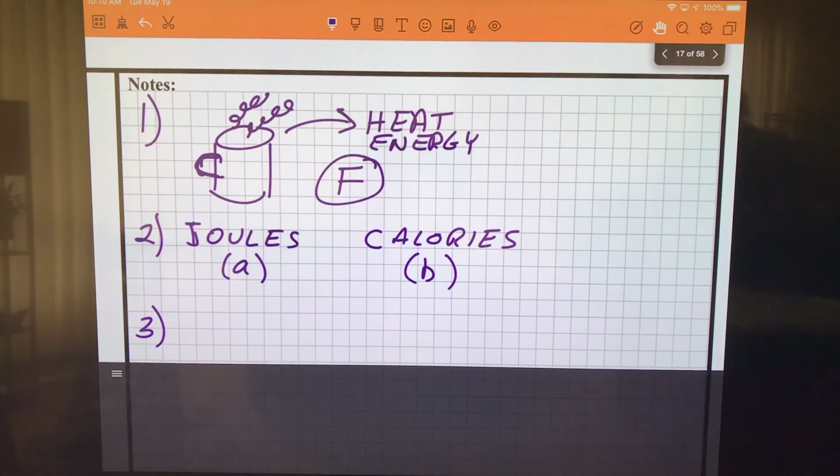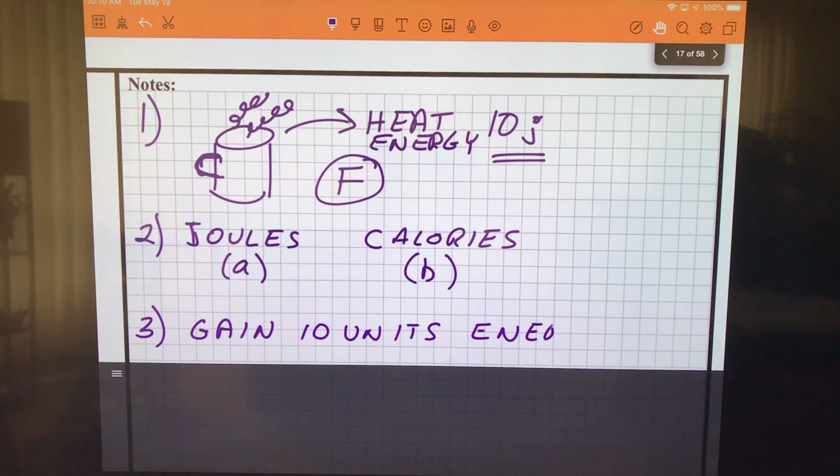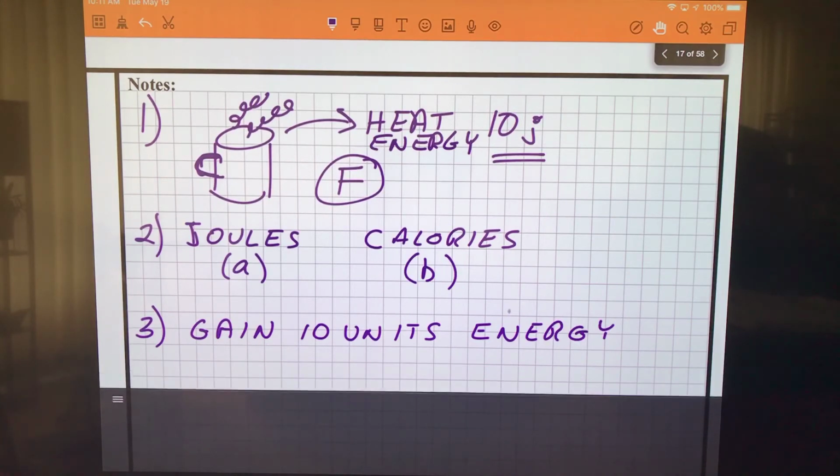If your coffee loses 10 units, and let's say it was joules of heat energy that came out, well, remember, conservation of energy. You cannot create or destroy energy. So if 10 joules of energy leaves your coffee cup, the air around it must gain 10 units of energy, whether that is in joules or in calories.